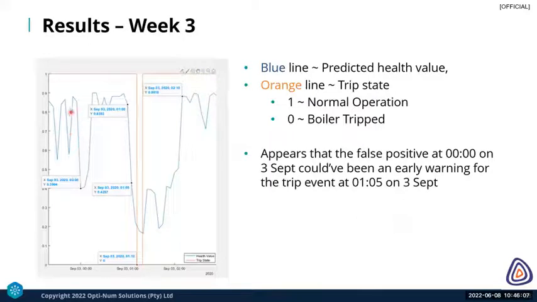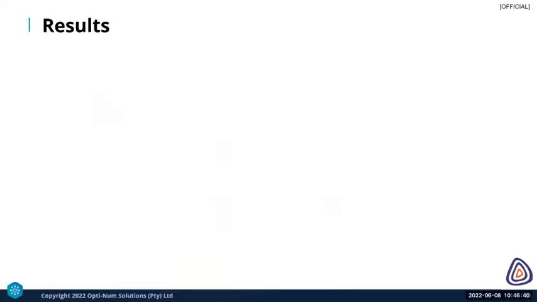So we had a bit of a fluctuating health value over here, but still sort of in an acceptable range. And then it dipped down quite substantially. And we could see that that false positive at midnight on the 3rd of September could have actually been an early warning for the trip that happened at 5 minutes past 1 on the 3rd of September. So that was really cool to see. And that resulted in potentially a 65 minute lead time, which is acceptable in terms of being able to prevent the boiler trip.